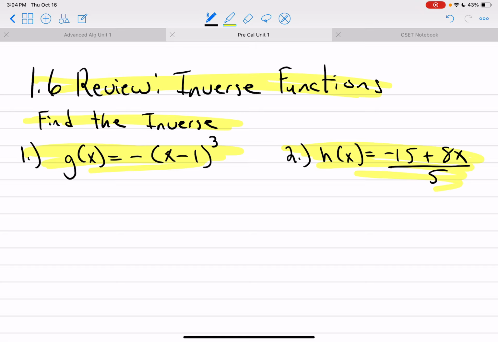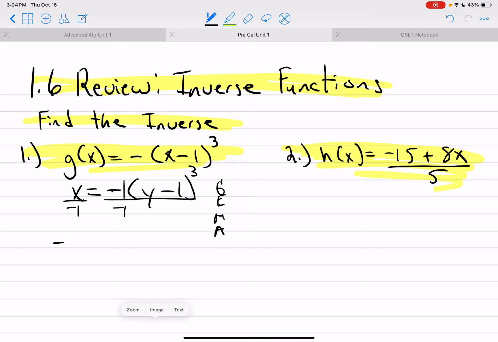So you were like, okay, I need to flip. If I'm going to find the inverse, I got to flip x and y. So I'm going to say that this is x equals negative (y minus 1) cubed. Okay, I know this is negative 1. Now let me start to solve for y and get y by itself. So I'm going to divide by negative 1. And again, just to remind you, it's like going backwards from order of operations. So I divide by negative 1, divide by negative 1.